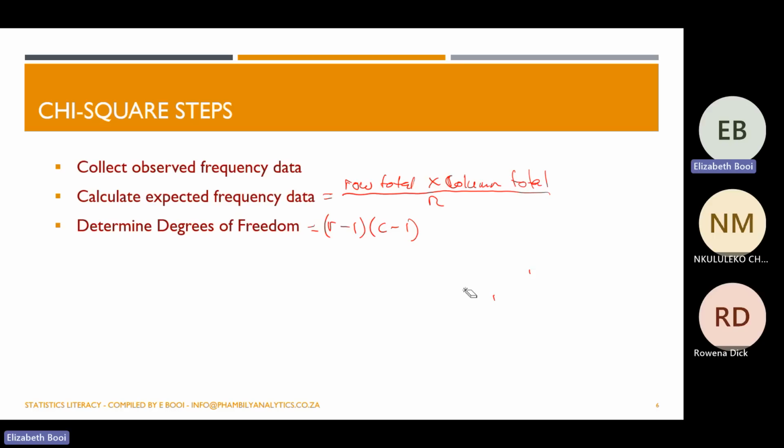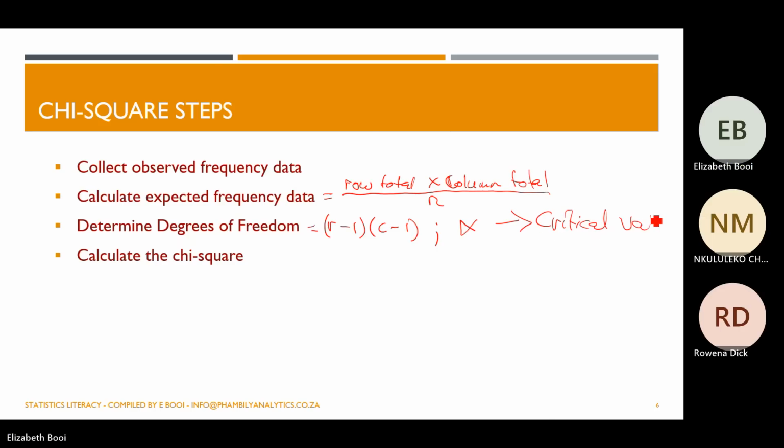Once you have calculated your degrees of freedom, you will also need to find your critical value by using the alpha value. So don't forget, it's the degrees of freedom and the alpha, which would have been given to you, that will help you find the critical value, which we defined as chi alpha over 2.